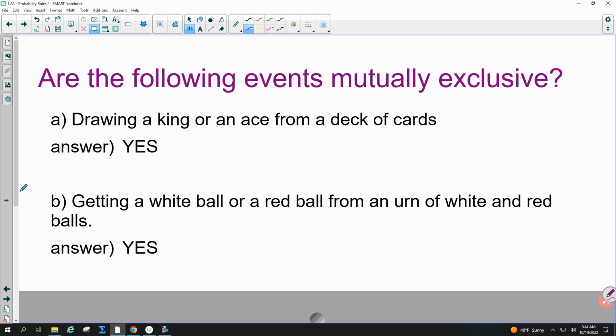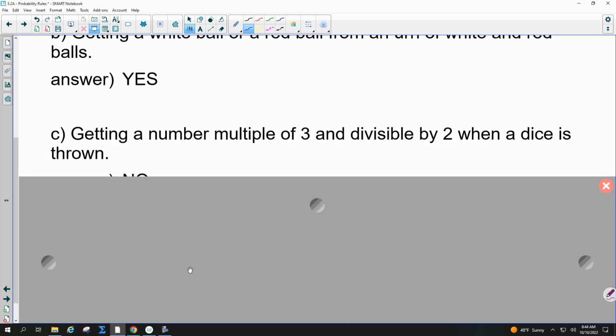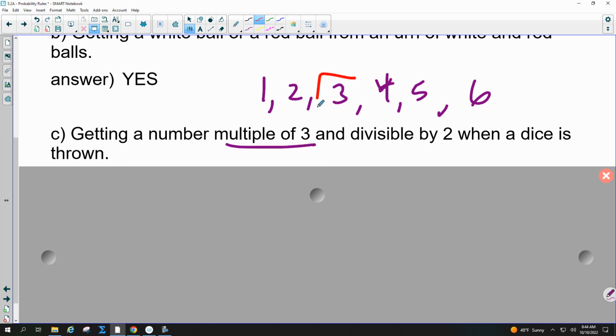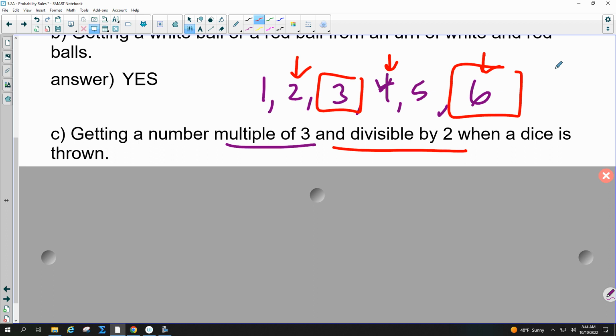All right, getting a number multiple of 3 and divisible by 2 when a dice is thrown. So let's think about a number multiple of 3. So here's our possible outcomes for when we throw a dice. All right, what's a multiple of 3, you guys? Okay, and how about divisible by 2? Yeah, so divisible by 2 would be the 2, the 4, and the 6. So are those events mutually exclusive? No, because of the 6, all right? The 6 has both of those in common, all right? So no, not mutually exclusive.